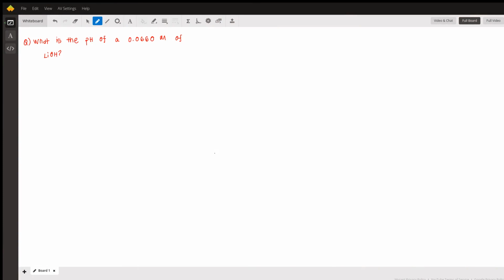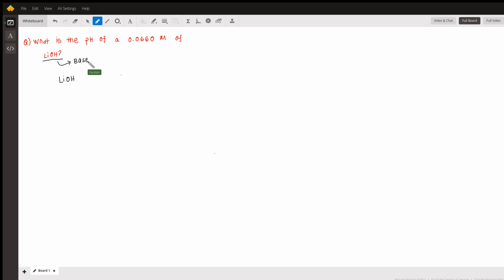So today we are going to do some pH related questions. What is the pH of 0.0660 molar lithium hydroxide? First of all, we need to know what lithium hydroxide is. Lithium hydroxide is a base, right? It is a base.